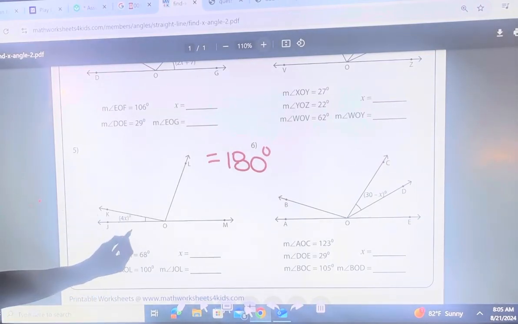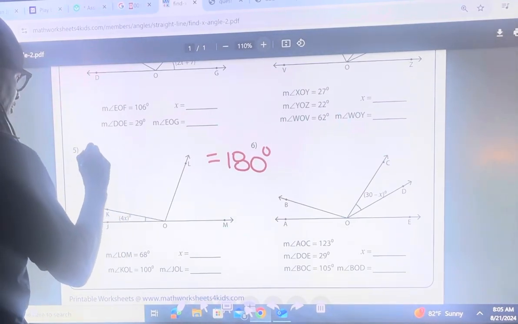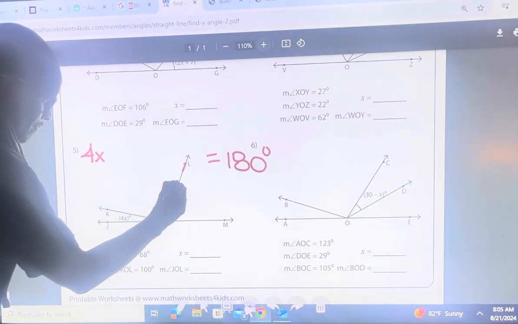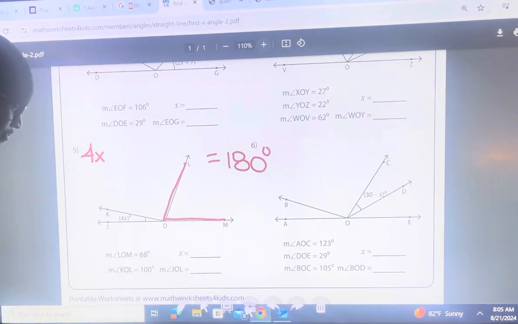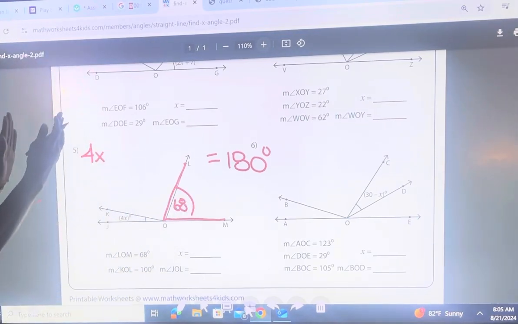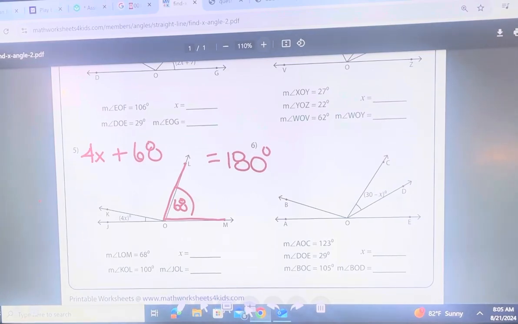So here, the first thing they gave us was JOK, and they told us that was 4x degrees. So we already know that we got a 4x here. What else did they give us? They gave us LOM here. Angle LOM was how much? 68. So you know that you have 4x plus 68. What else did they give us?